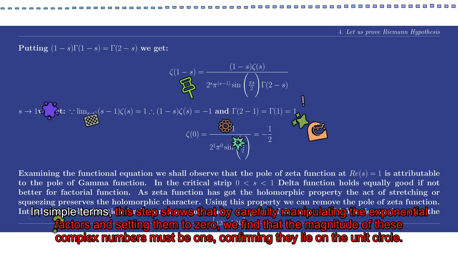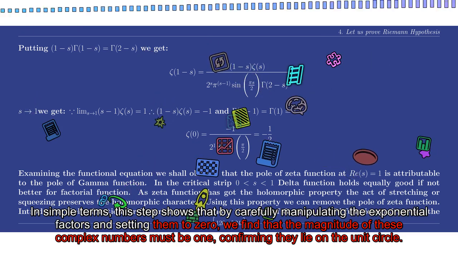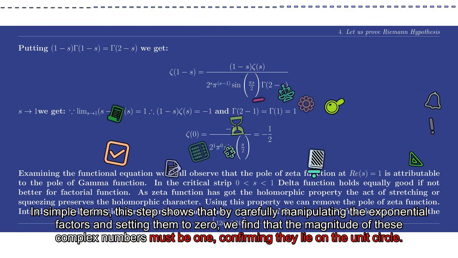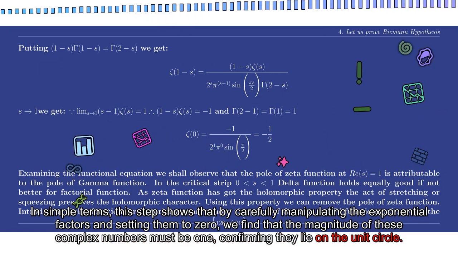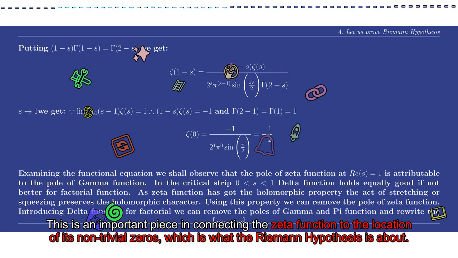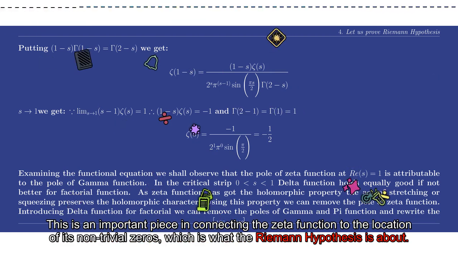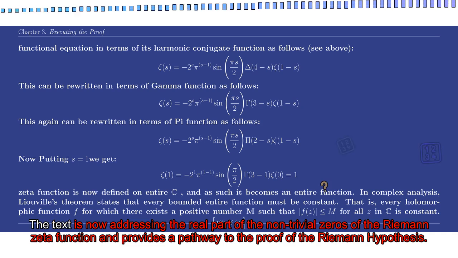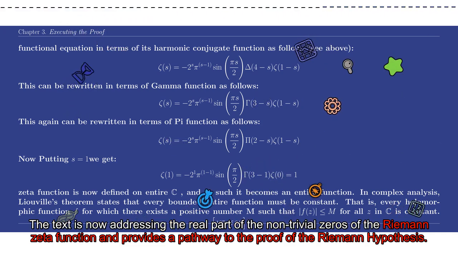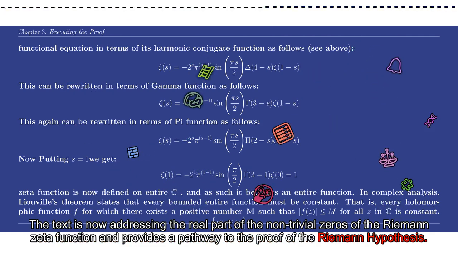In simple terms, this step shows that by carefully manipulating the exponential factors and setting them to 0, we find that the magnitude of these complex numbers must be 1, confirming they lie on the unit circle. This is an important piece in connecting the zeta function to the location of its non-trivial zeros, which is what the Riemann hypothesis is about. The text is now addressing the real part of the non-trivial zeros of the Riemann zeta function and provides a pathway to the proof of the Riemann hypothesis.